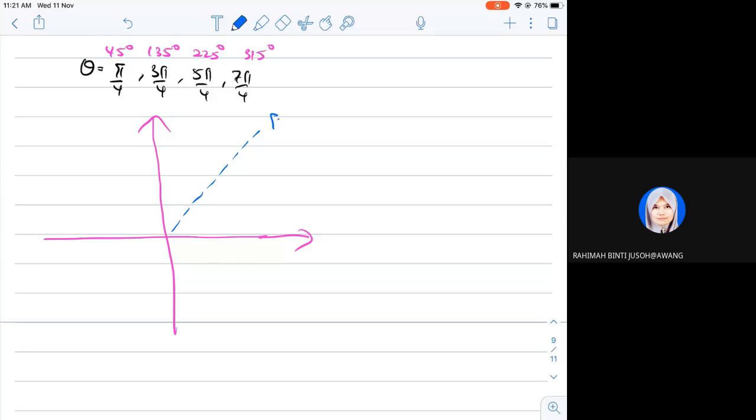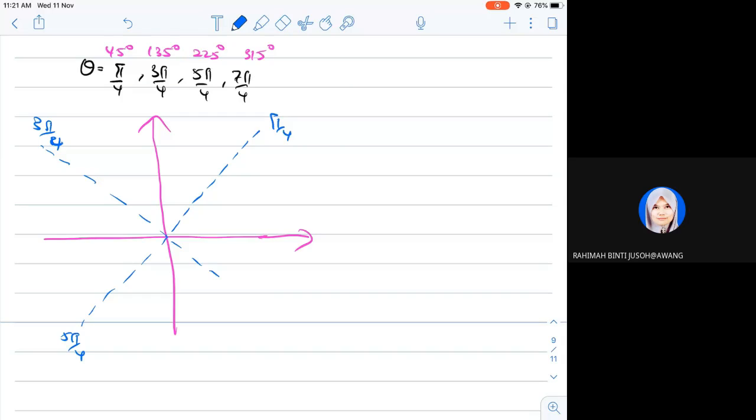This is pi over 4. Then 3 pi over 4, of course in the second quadrant. So here 3 pi over 4. And then we have 5 pi over 4, here 5 pi over 4.